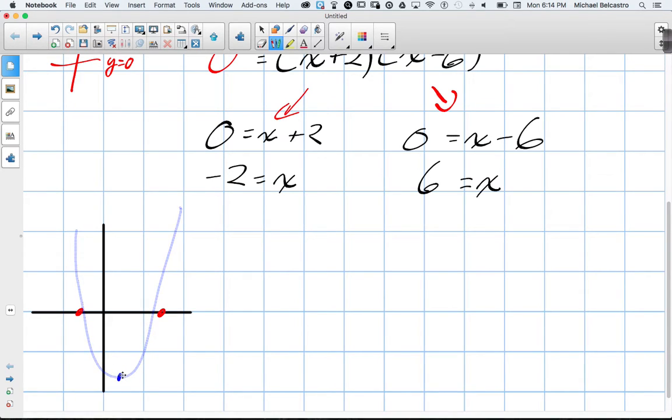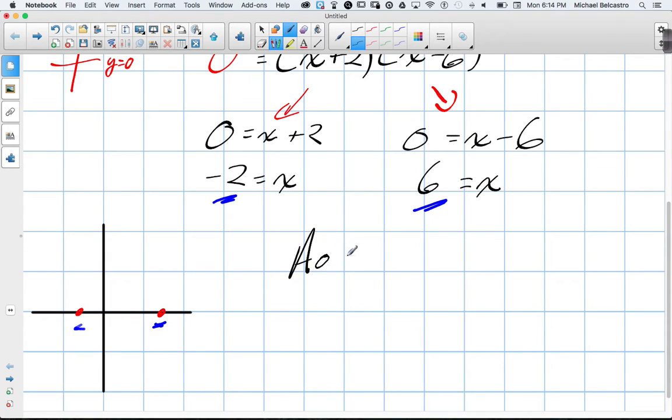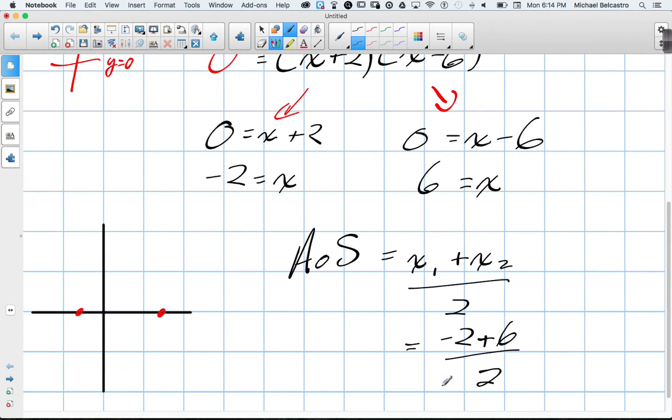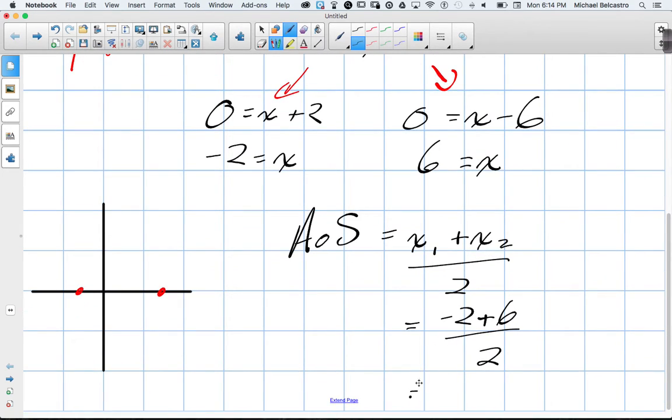Really, a key point will be where the vertex is. The vertex will always be directly between these two x-intercepts. So now that I have them, the idea is called finding the axis of symmetry, usually called the AOS. What you do is you find one of the x-intercepts, add it to the other x-intercept, and then divide by two. So we have negative 2 plus 6 divided by 2. Negative 2 and 6 give us 4, divided by 2 is the value of 2.